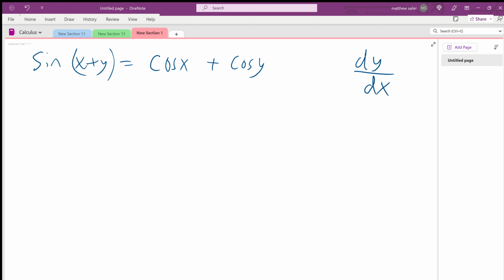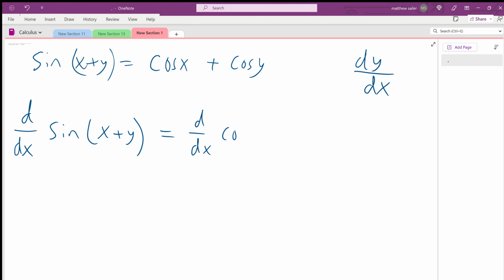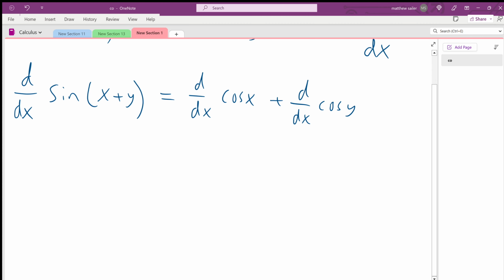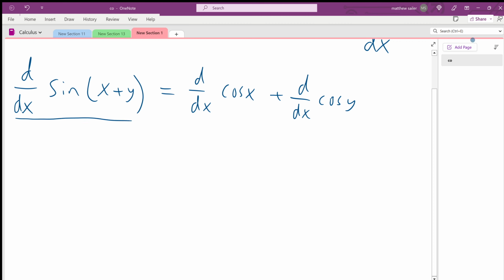So same as before, we need to do the two steps. First step is to take the derivative of the left-hand side and the right-hand side. So the derivative of sine of x plus y, that's going to equal the derivative of cosine of x plus the derivative of cosine of y. So I'm going to start with the left-hand side here first.